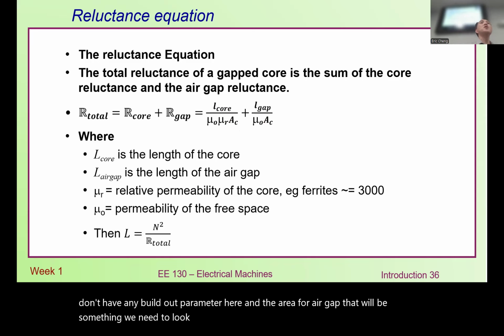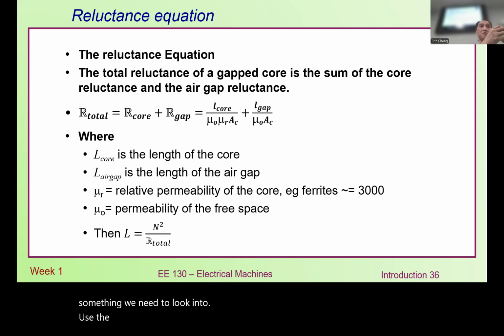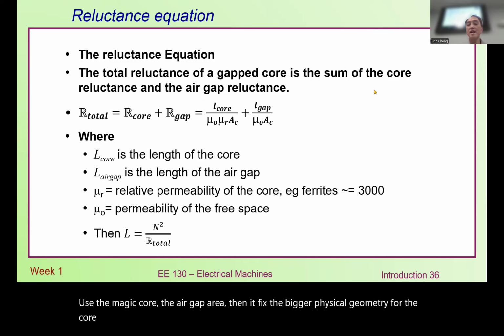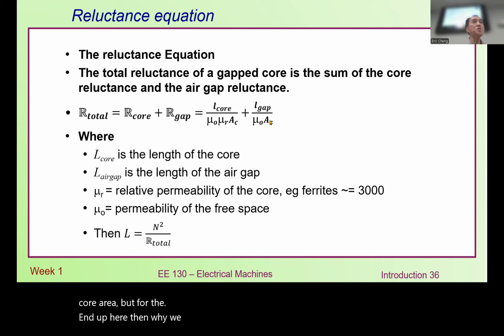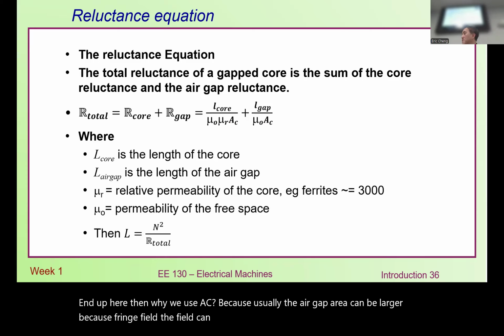Usually the magnetic core area is fixed because of the physical geometry of the core. But for the air gap here, why do we use A_c? Because usually the air gap area can be larger because of the fringe field. The field can go through a different area of the gap. I can show you with this pen here.